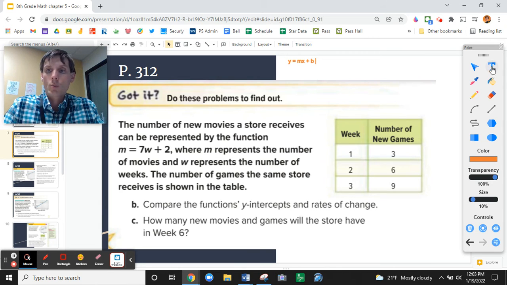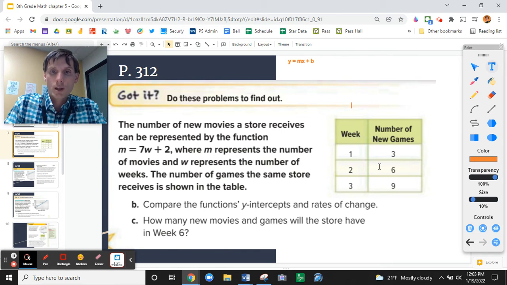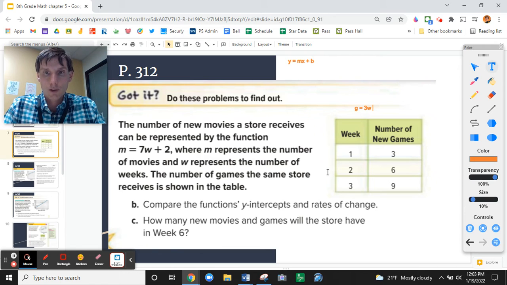Okay. We could even write out this function if that would be helpful for this one here. In this case, we're looking at games. So I'll say games equals 3w, where w represents the weeks. Okay, and g represents the games. Okay, 3 times 1 is 3. 3 times 2 is 6. 3 times 3 is 9. We see that function holds. And since there's nothing written there, it's really like a plus 0. So it has a y-intercept of 0 for this. Okay. All right.